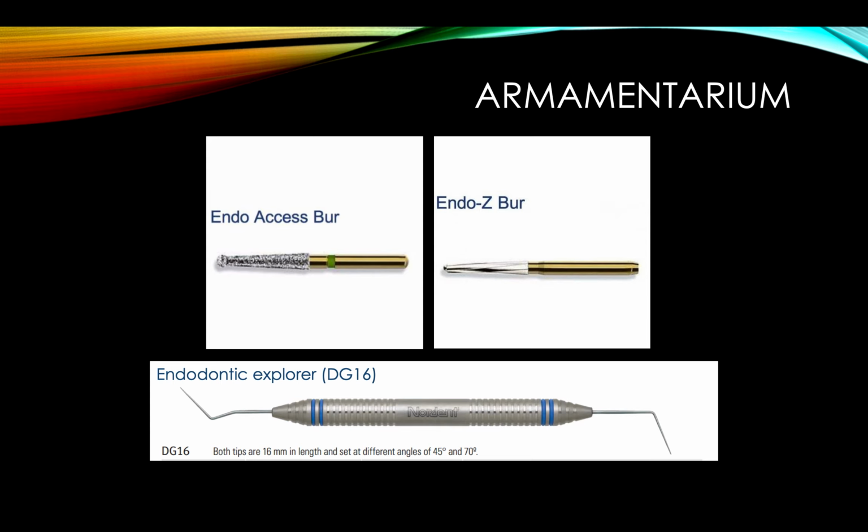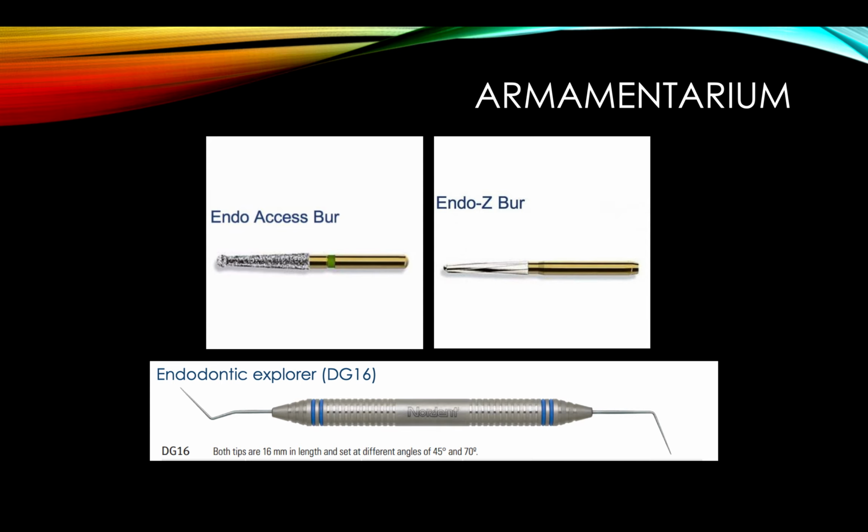And you need the DG16 or the endodontic explorer. This hand instrument has two pointed working ends angled at 45 and 70 degrees to the shank. This will provide access to root canal orifices in all teeth.